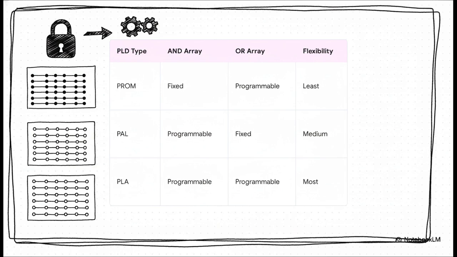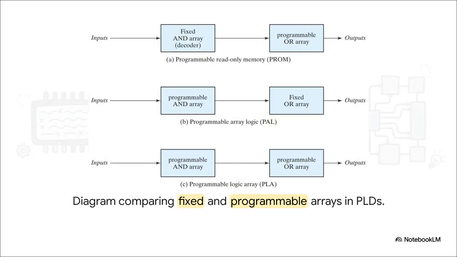In the middle, the PAL flips the script. It has a programmable AND array, but a fixed OR array, giving you medium flexibility. And finally, the PLA. This is the heavyweight, where both the AND and the OR arrays are completely programmable, granting you maximum design flexibility. If you look at this schematic, you can literally see those structural differences mapped out.